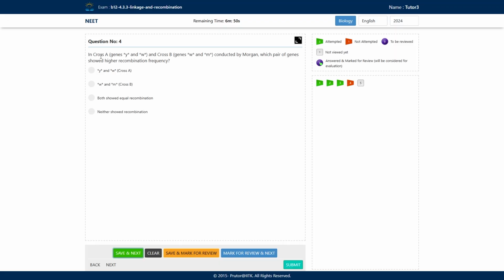Next, there is a cross A and a cross B. Cross A involves genes Y and W, cross B involves genes W and M. This experiment was conducted by Morgan. Now, which pair of genes showed higher recombination frequency? This we have discussed in the theory. What would be the answer here? Option one, Y and W of cross A. Option two, W and M of cross B. Option three, both showed equal recombination. And fourth option, neither showed recombination. So what would be the correct answer here?